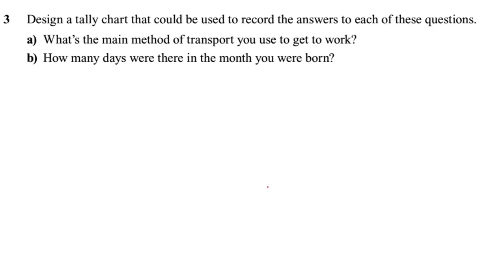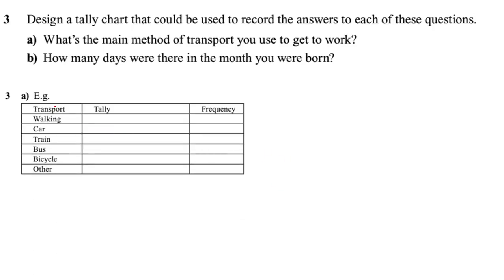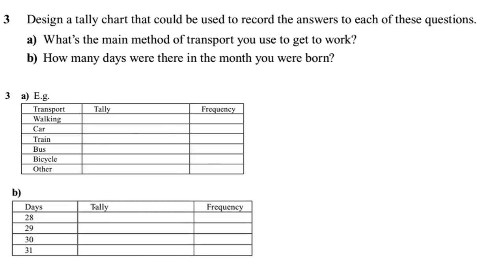Okay, hope you've done well on that. So with this one, I'm just going to display the answers for you. The first column will be the modes of transport. Make sure you have the word other for the other options that are not listed here. And then for part B, remember the shortest number of days you can have in a month will be 28, which is February, and the longest will be 31. Some people will have been born in February where the month was 28. Others would have been born in a leap year when February has 29 days in it. Okay. Then you have the tally and then you have the frequency.